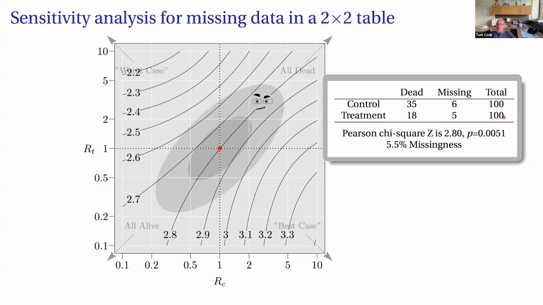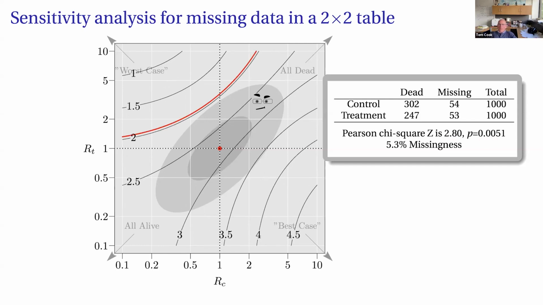So here's an example in which I have 100 people per group. I have a chi-squared z-value of 2.8, corresponding to a p-value of 0.05, and I have about 5.5% missingness. The sensitivity analysis allows us to calculate what the z would be for different values of these R's. And in this case, the magic number of 1.96 is what we would use for a threshold of a 5% type 1 error rate. It isn't even on the picture. So both the skeptic and the optimist would say this result is robust.